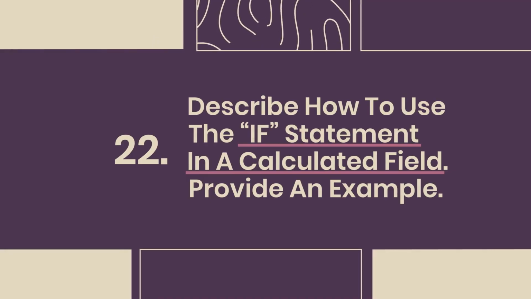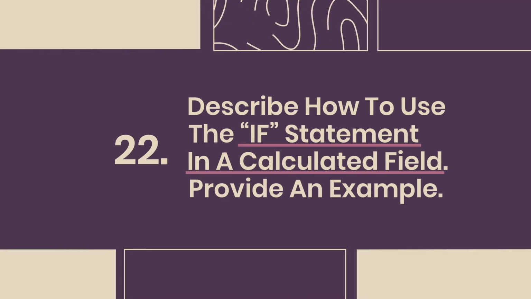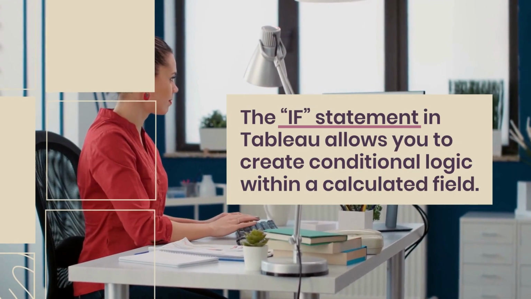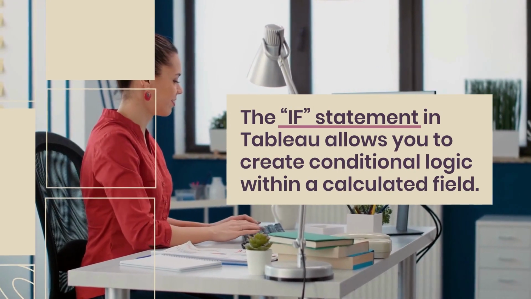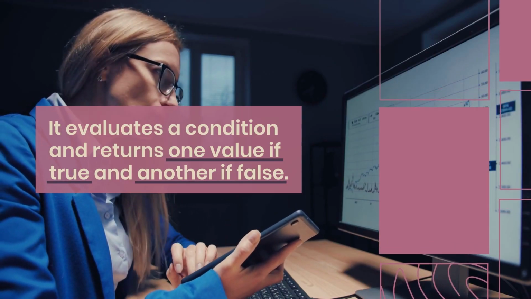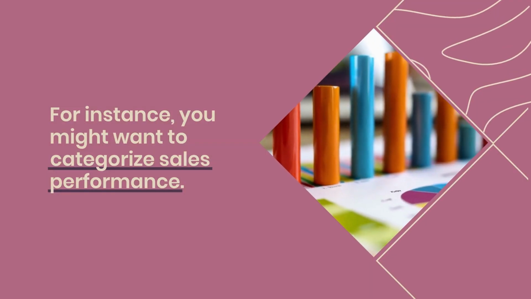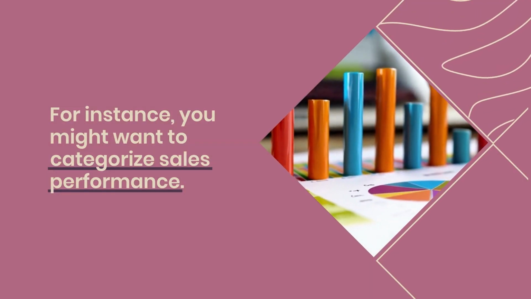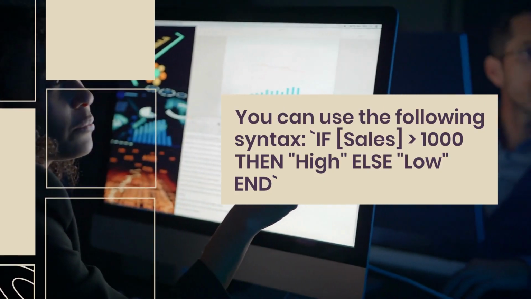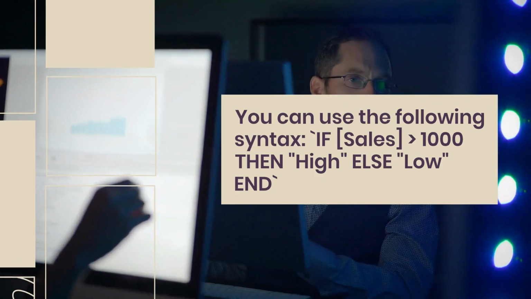22. Describe how to use the IF statement in a calculated field. Provide an example. The IF statement in Tableau allows you to create conditional logic within a calculated field. It evaluates a condition and returns one value if true and another if false. For instance, you might want to categorize sales performance. You can use the following syntax: IF [Sales] > 1000 THEN "High" ELSE "Low" END.